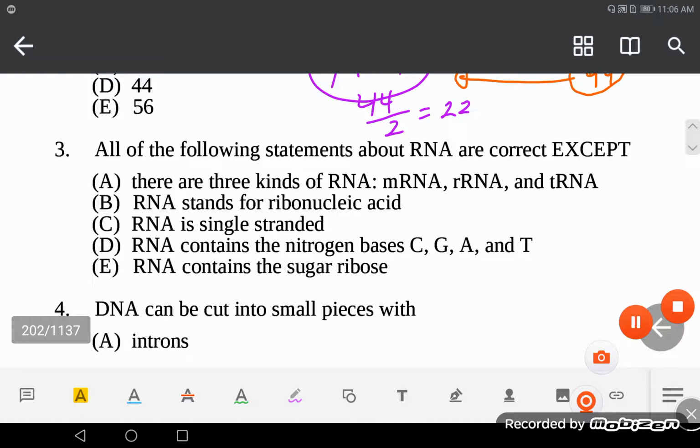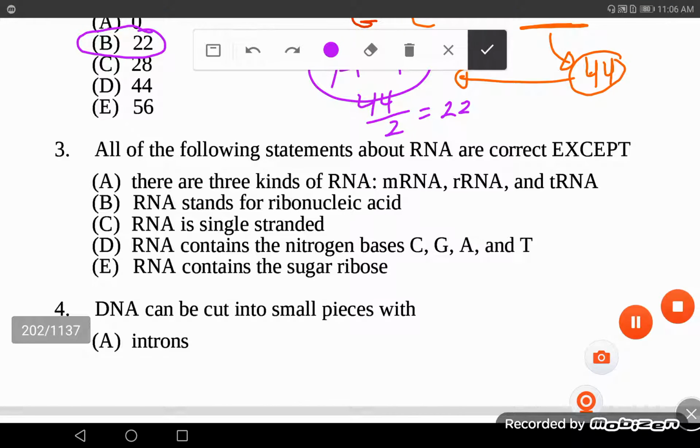It says all of the following statements about RNA are correct except. Yes, let us see. There are three kinds of RNA. Yes, we have messenger RNA, ribosomal RNA, and transfer RNA. Okay, so this is true. RNA stands for ribonucleic acid. Exactly. RNA means ribonucleic acid.